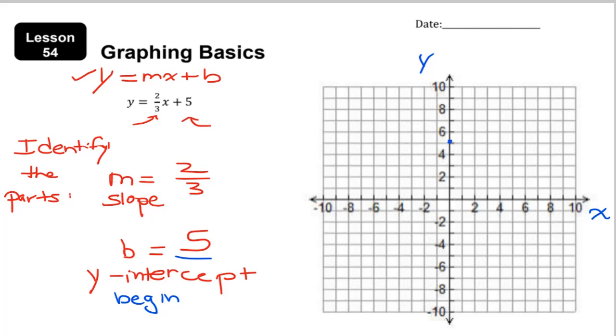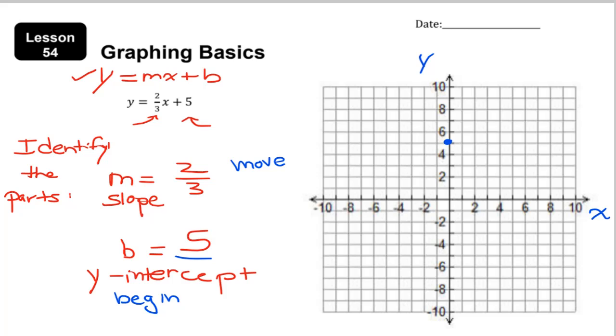And here is that point +5. It's right in between 4 and 6. I'm going to make a point right there. Now the letter M, we're going to remember that that is our way to move. So we are going to move according to what the slope tells us.